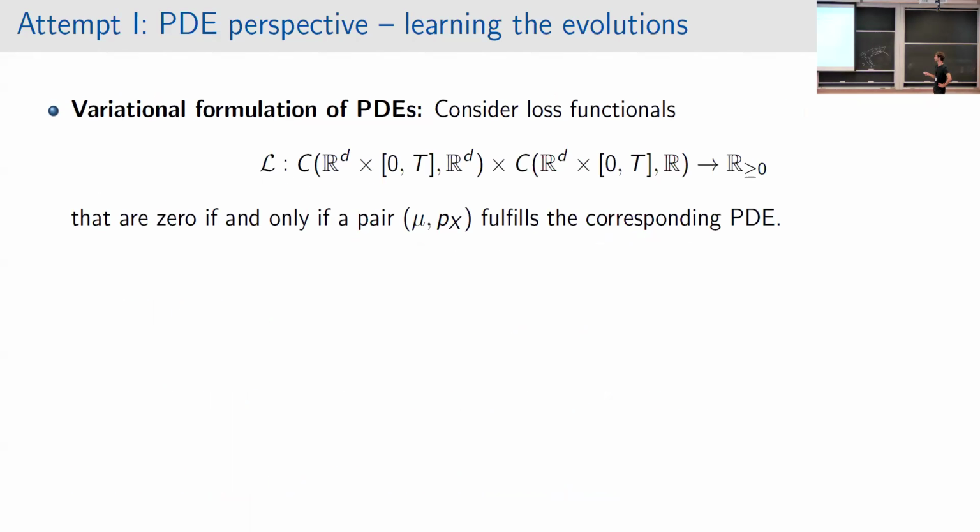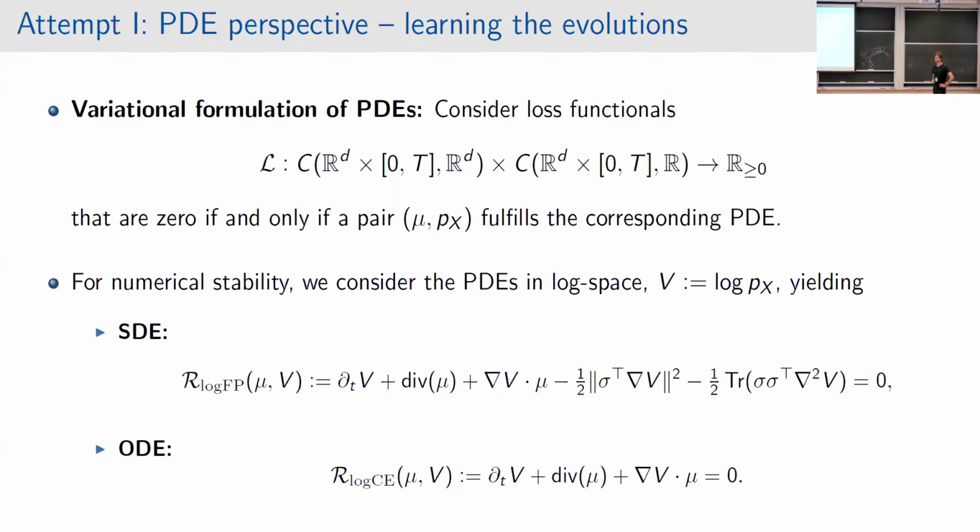And the way we do it is we consider variational formulations of these PDEs. So we define loss functionals, which basically take two functions as an input and give me a non-negative number. And the loss functionals shall be defined in such a way that they are 0 if and only if a pair fulfills the corresponding PDE, right? And I should also mention for numerical stability, we usually don't operate on the PDEs that I showed before, but we look at the log transformed PDEs by basically defining this function v here as the log density, which then gives me these 2 PDEs, which I give a name here.